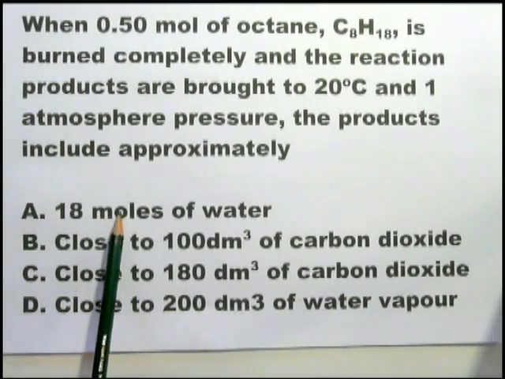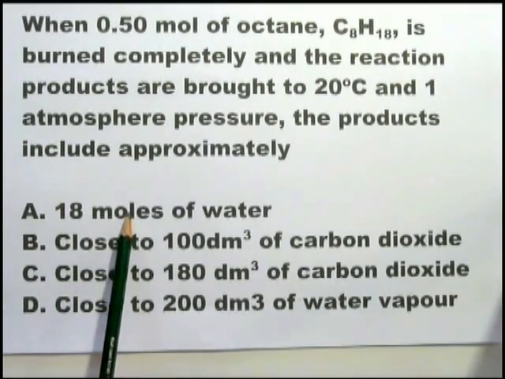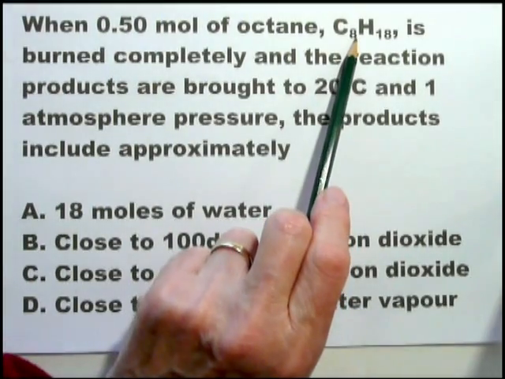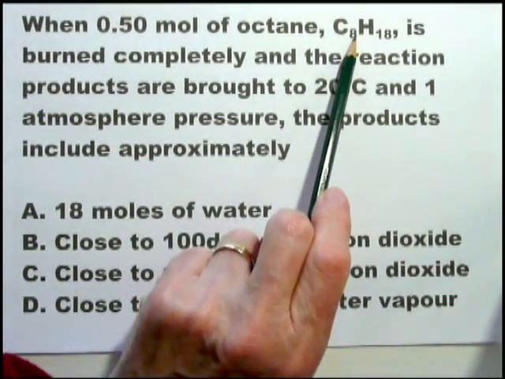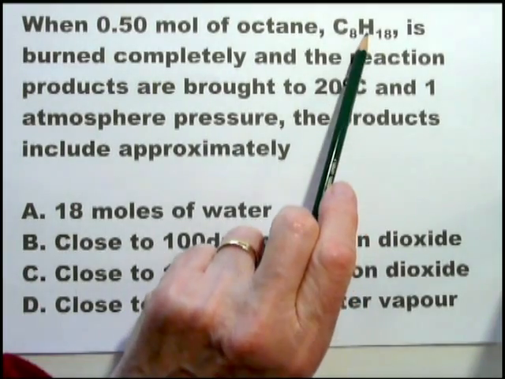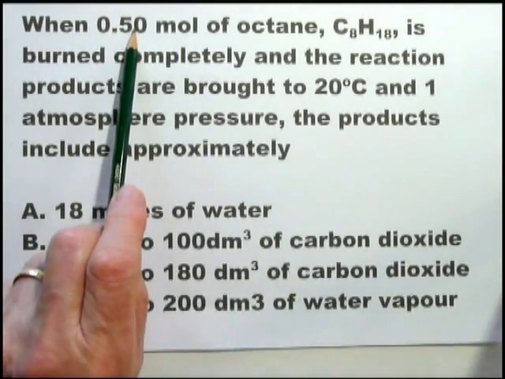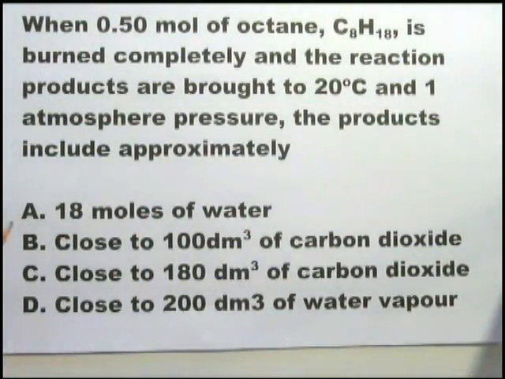Then when you look at 18 moles of water and you think about it, you realize you can't get 18 moles of water even from 1 mole of octane. You would only get 9 moles of water from 1 mole of octane, and you're using less than a mole of octane, you're using half a mole. So you can even forget about that one and that one.